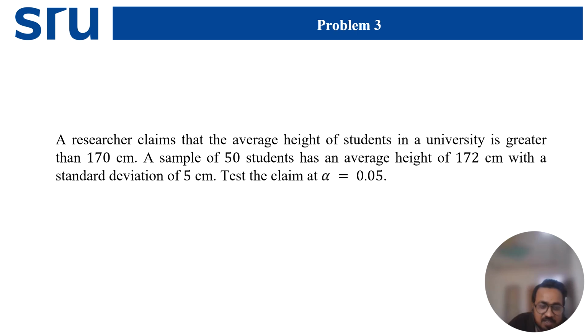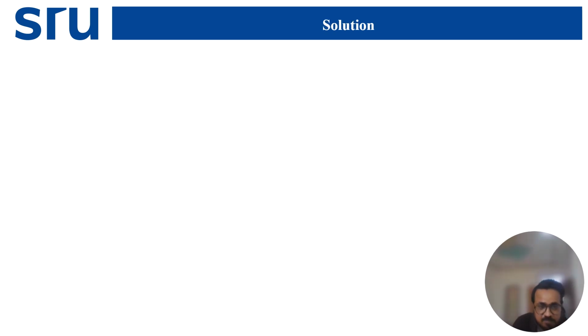Okay. And also the number of observations is n equal to 50. That's why it is for the large sample. And the average height of the students is also given, that is x bar equal to 172, right? And the standard deviation sigma is given as 5. Now we have to check the claim at significance level alpha equal to 0.05. Now we will solve this question step by step. So here first, as already discussed, if it is of the greater than or less than type, in that situation first we will choose the claim as the alternative hypothesis.